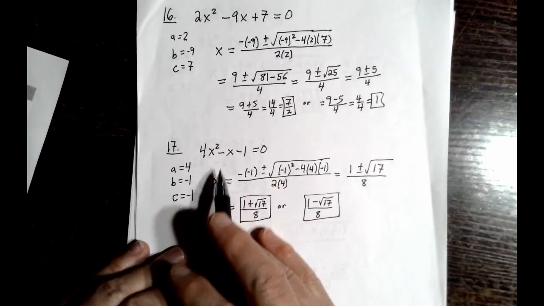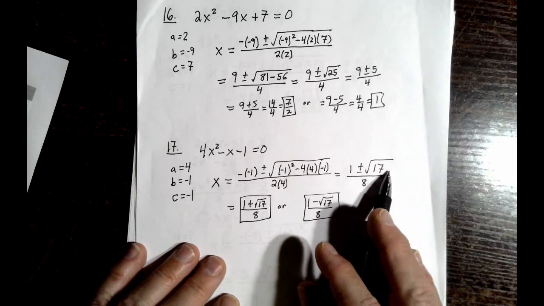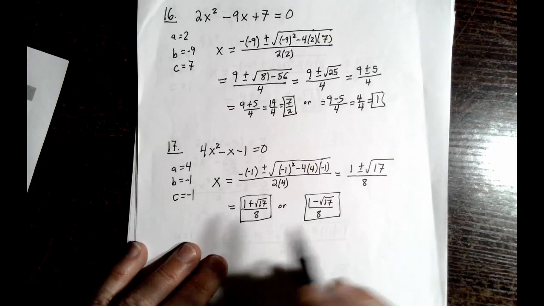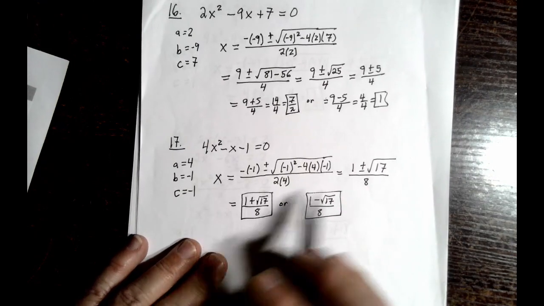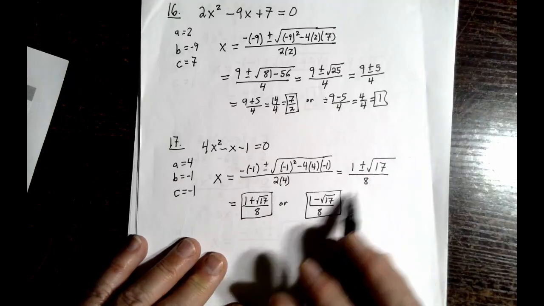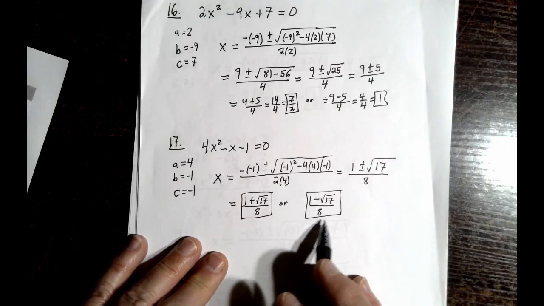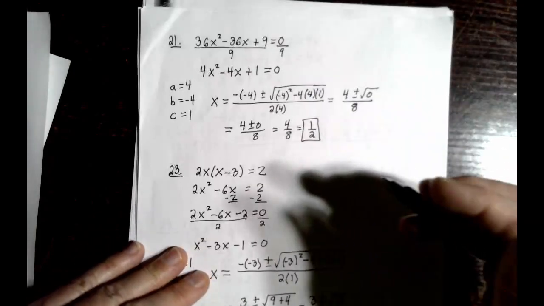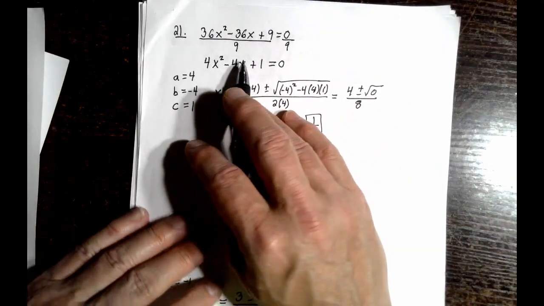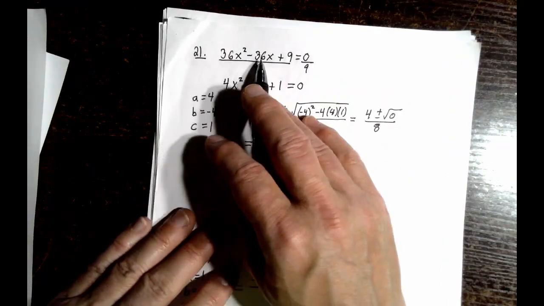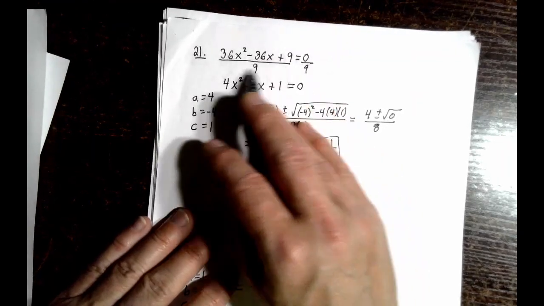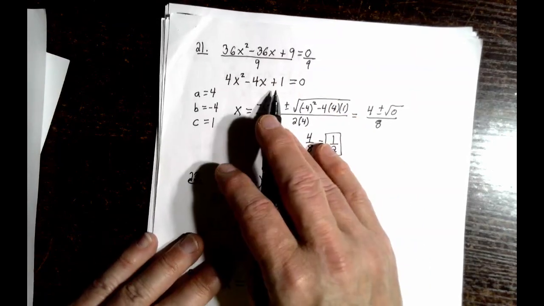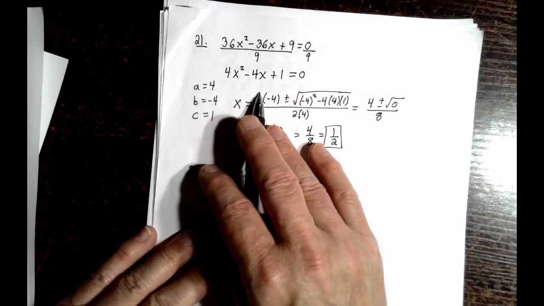And same thing here with this one. When you simplify it down, it doesn't reduce your square root as nicely as before, but it does give you an answer. 1 plus square root of 17 over 8, and 1 minus square root of 17 over 8. Two separate answers. Okay, and then this one, notice they give you 36, 36, and 9, and 0, so you can divide everything by 9 first. Make your numbers a lot smaller, right?